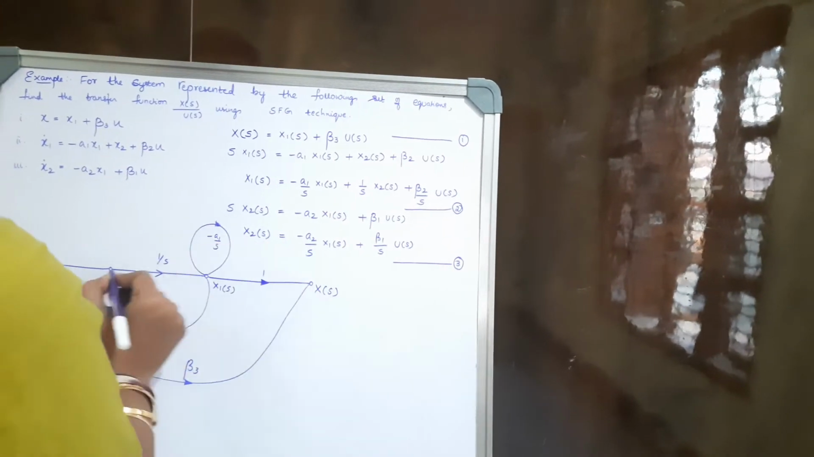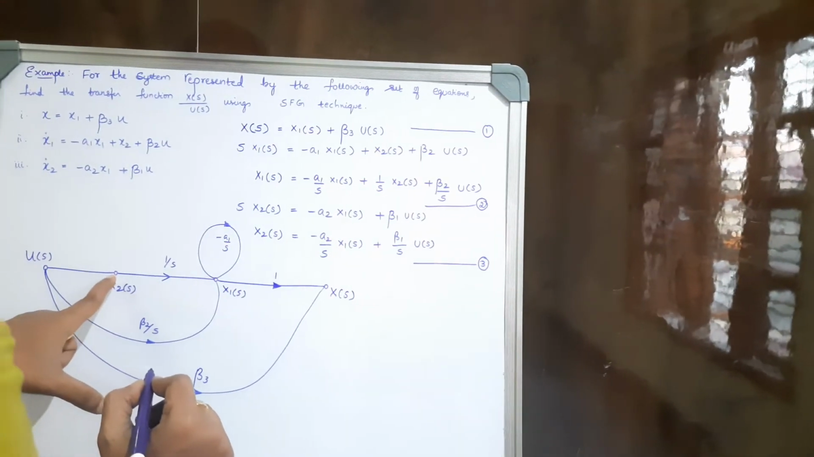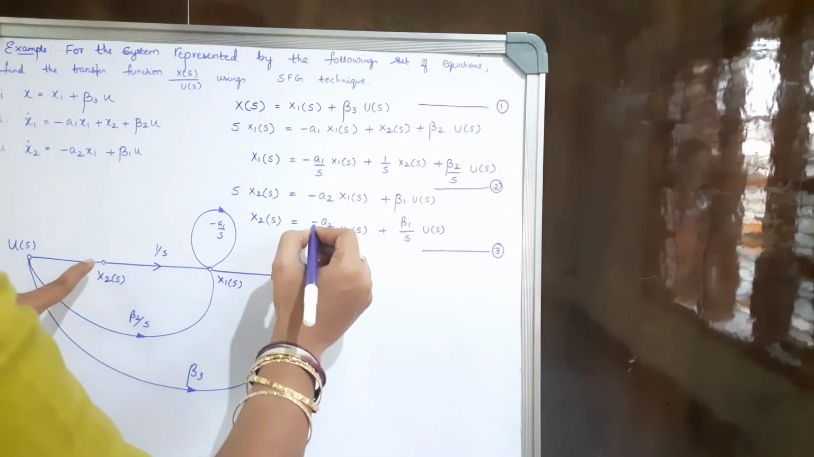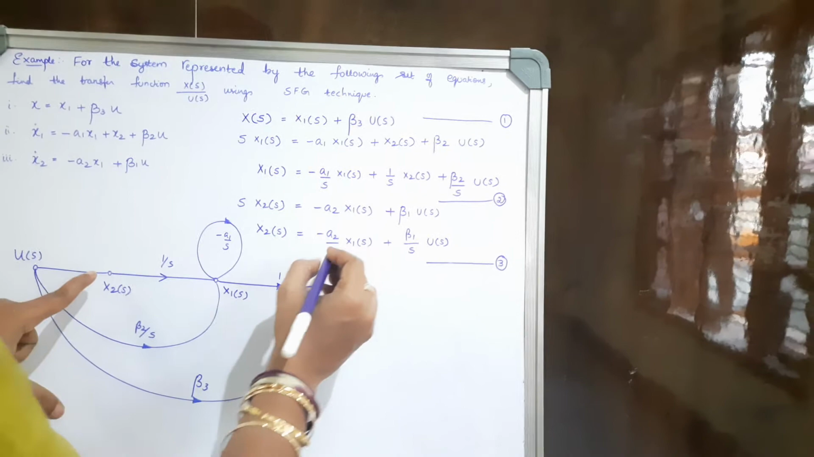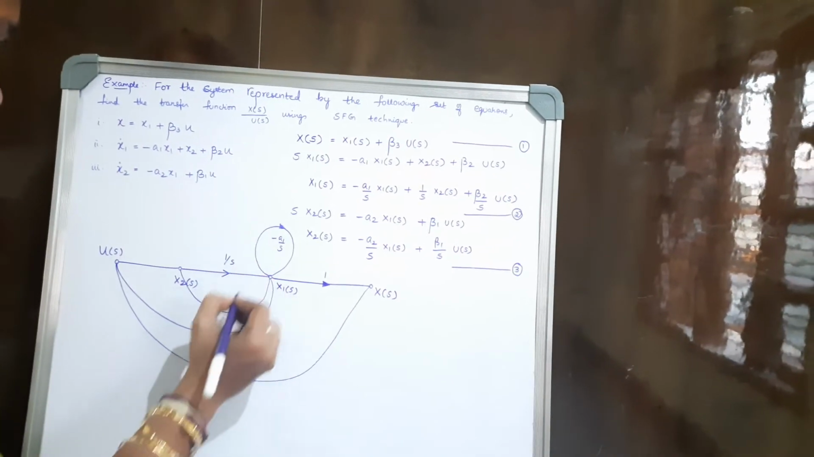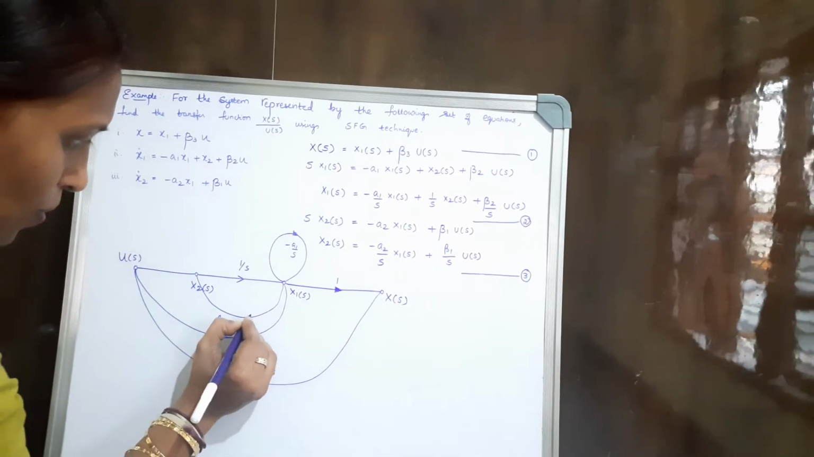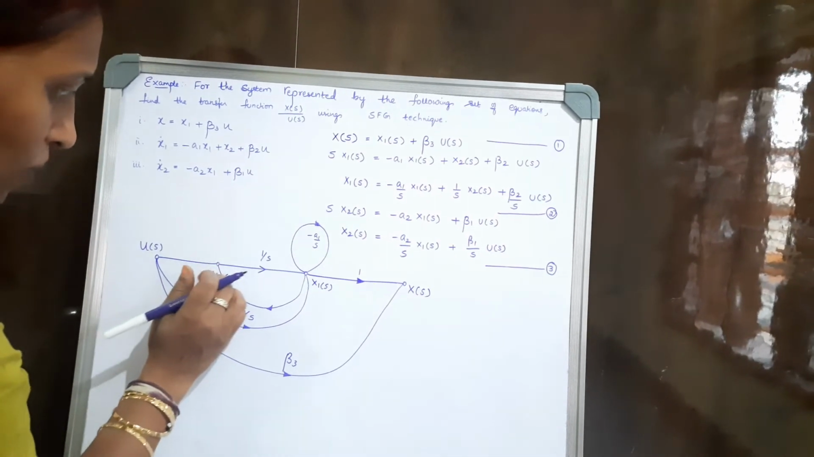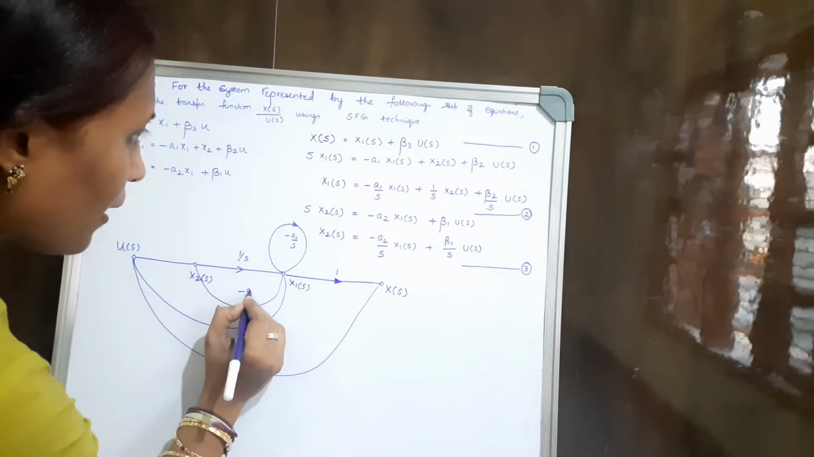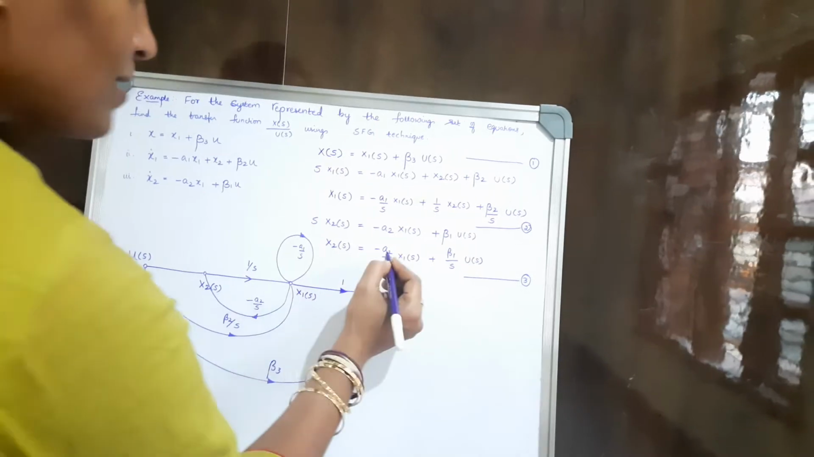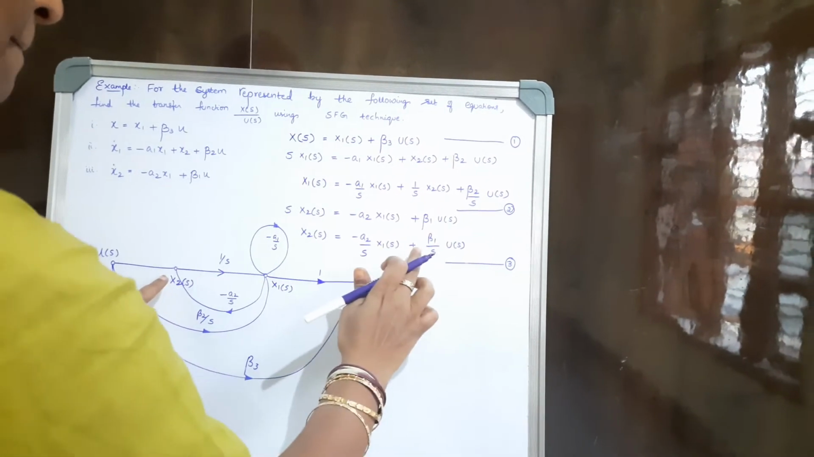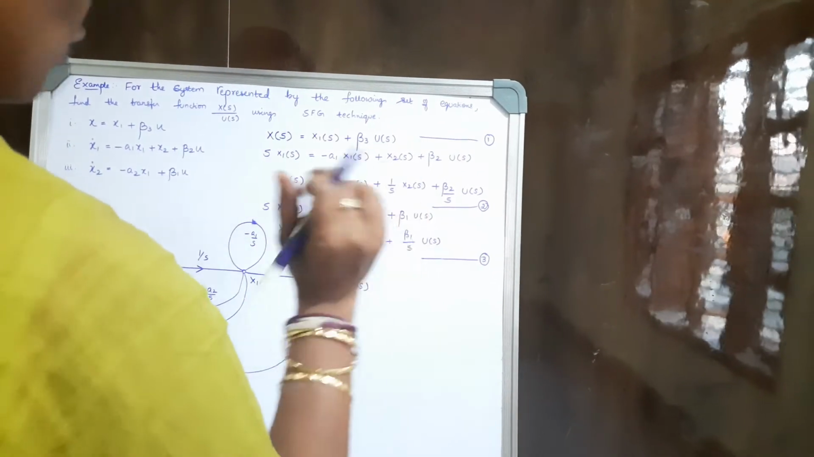Now the last equation is x2 of s. x2 of s is formed as minus a2 by s into x1 of s. So from x1 of s, I need to have one more, but note here the direction is opposite, because now I am forming the x2 equation here. So x2 is minus a2 by s into x1 of s, then plus beta 1 by s into u of s.